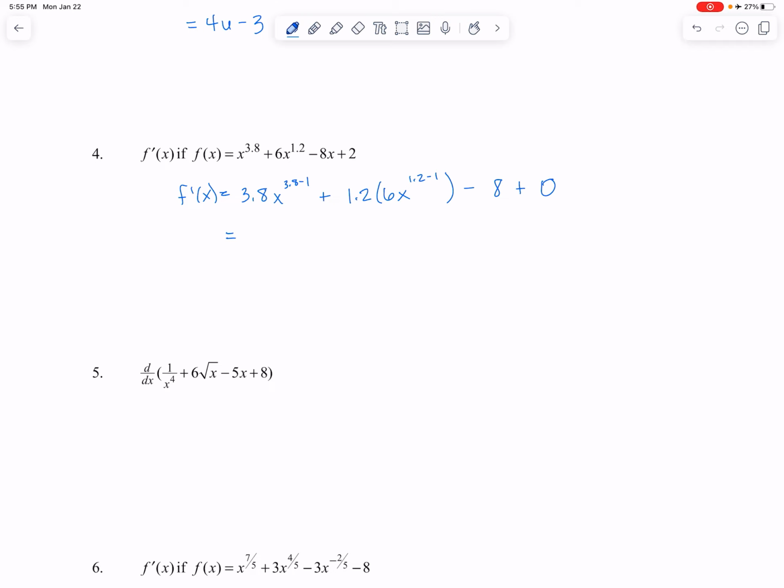So we have 3.8x to the 2.8 plus, now we have 6 times 1.2, so we've got 7.2, and then x to the 0.2, and minus 8.